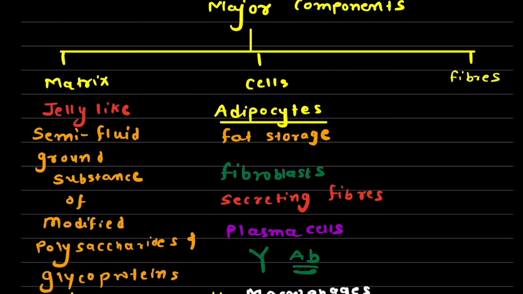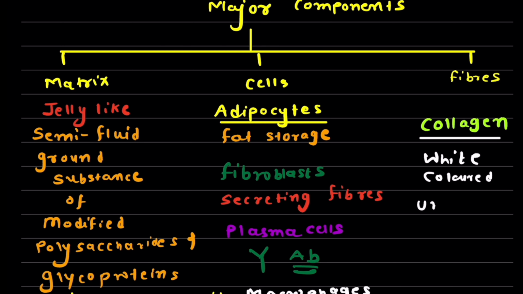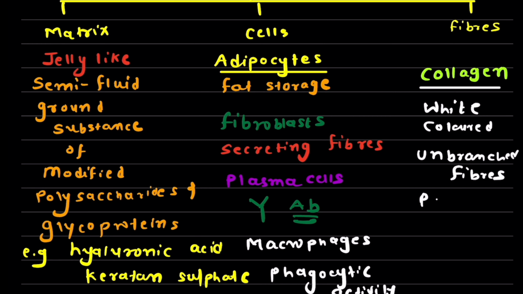Third one is called fibers. Which types of fibers are present in the connective tissue? First one is called collagen. Collagen क्या होता है? It is a type of protein most abundantly found in the animal kingdom. It is a white colored unbranched fiber lying in parallel bundles, known for strength. स्किन के अंदर पाया जाता है.